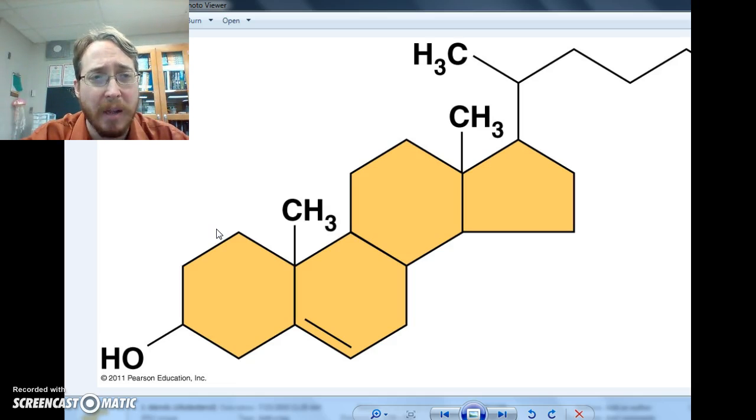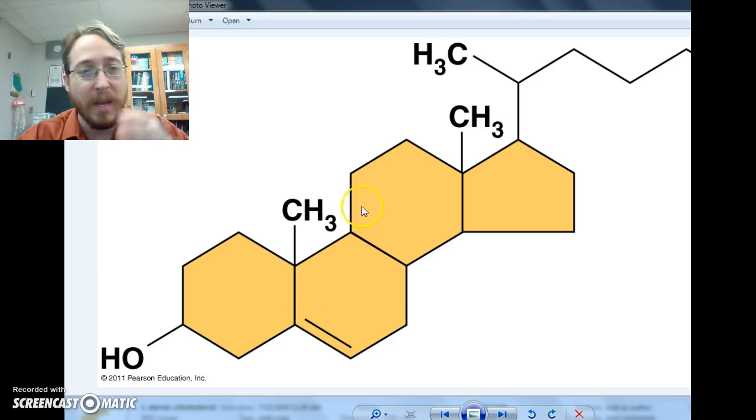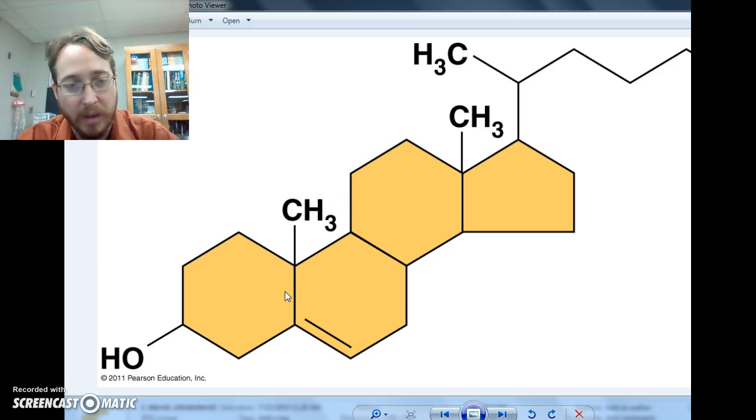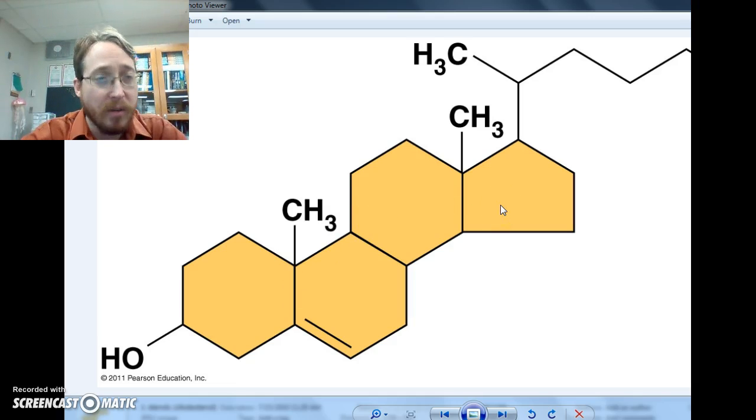Now we can go into greater detail about this molecule. This molecule is representative of a sterol. A sterol is one category of lipids, and sterols are defined by their specific shape, their specific structure, and that involves three six-carbon rings and one five-carbon ring, and that is a quality of all sterols. Sterols can be used to build two other types of molecules in our body: hormones and vitamins.